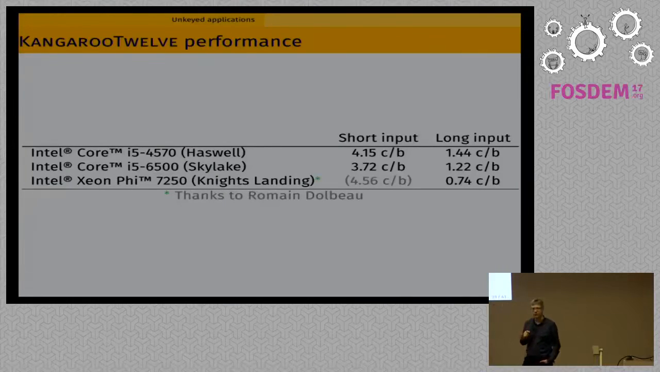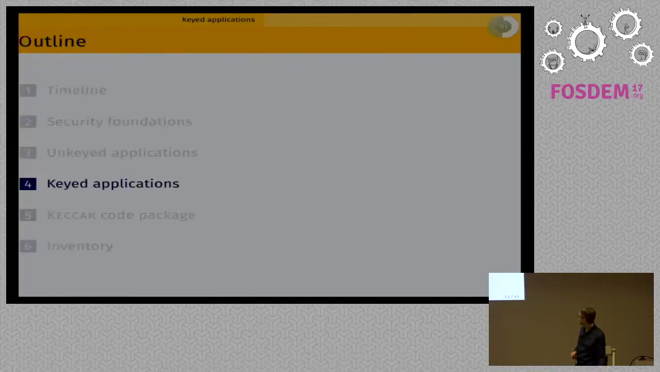On the last line, you can see some figures for the Knights Landing architecture. On that architecture, they have bigger vector registers, up to 512 bits. So you can actually compute 8 permutations in parallel, and this decreases the number of cycles per byte below 1 cycle per byte, which is really, really fast.